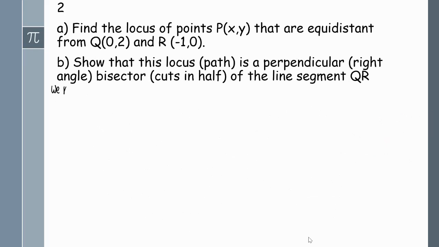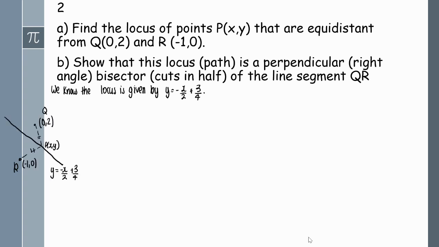Part B, show that this locus or this path is a perpendicular, that means right angle, bisector. So it cuts in half the line segment QR. We know that the locus is given by y equals minus x on 2 plus 3 on 4 from the previous part of the problem. The first thing we have to prove is that this locus, my line y equals minus x on 2 plus 3 on 4, is perpendicular to the line segment QR.